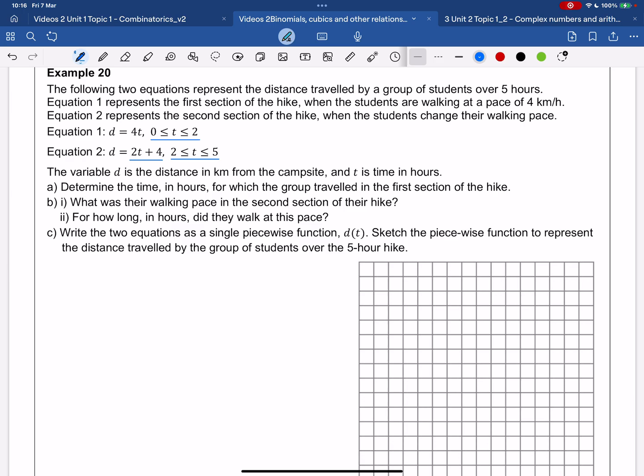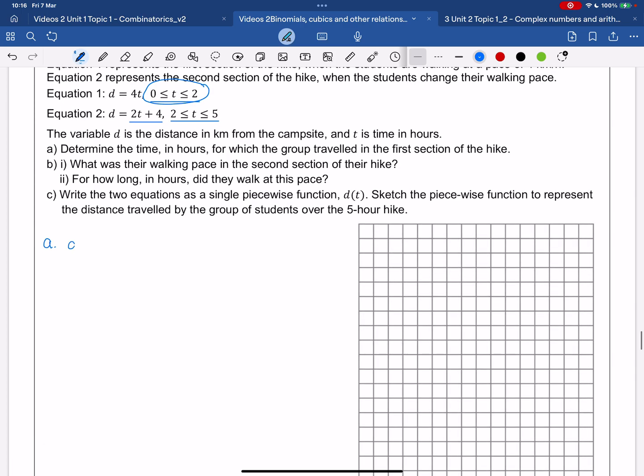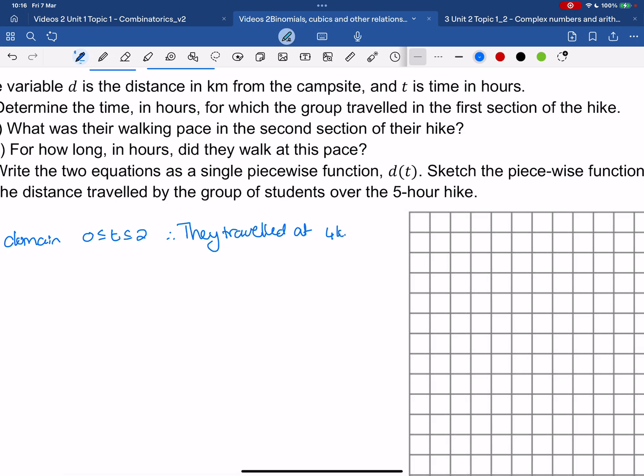And the first part of it says determine the time in hours for which the group traveled in the first section of the hike. Now the time in hours is going to be our domain for the first section of the hike. So our domain there says it's from 0 to 2, so therefore they traveled at 4 kilometers per hour for 2 hours.